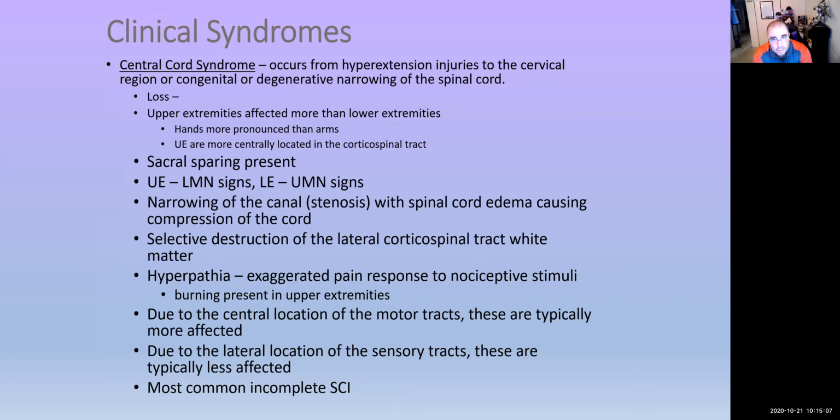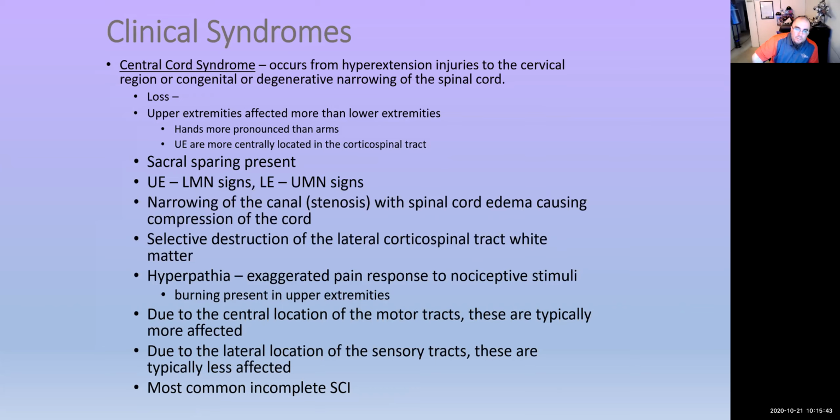So for a central cord syndrome patient, they're going to have lower motor neuron signs in the arms, upper motor neuron signs in the legs. So the upper extremities are going to look like they have no motor function, and the lower extremities are going to look like their central nervous system's damaged. It can happen with narrowing of the canal, stenosis meaning narrowing, right? With spinal cord edema, and it causes compression on the cord.